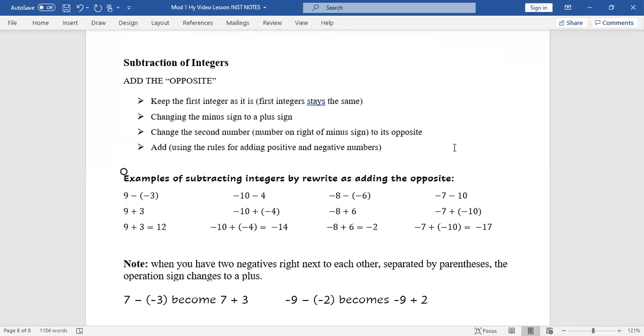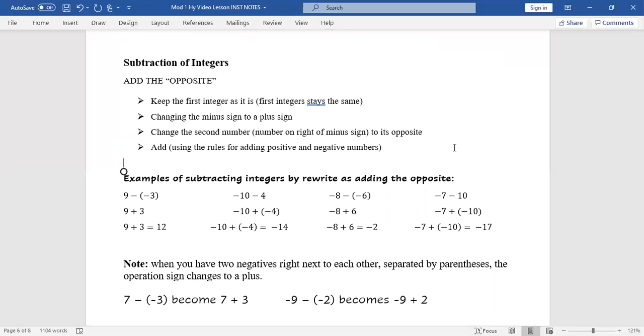Then you go to the minus sign and you change the minus to a plus. And then you go to the number on the right of the minus and you change it to its opposite. If it's a negative number, it becomes a positive number. If it's a positive number, it becomes a negative number. And then you go back and you utilize one of your addition rules.